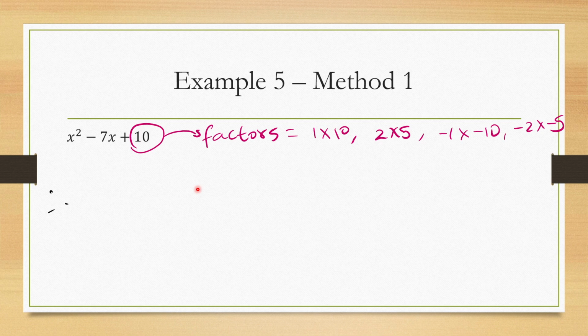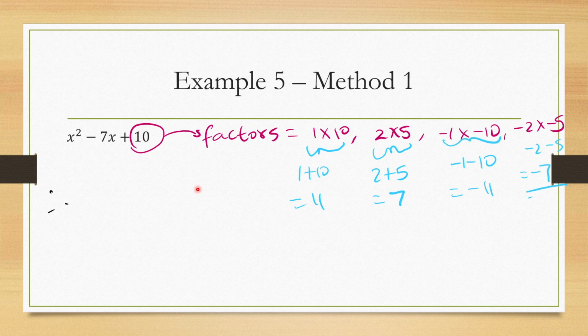So now we're going to add everything up. 1 plus 10 is 11. 2 plus 5 is 7. Minus 1 plus minus 10 is minus 11. Minus 2 plus minus 5 gives minus 7.